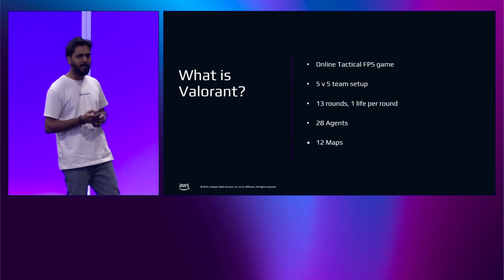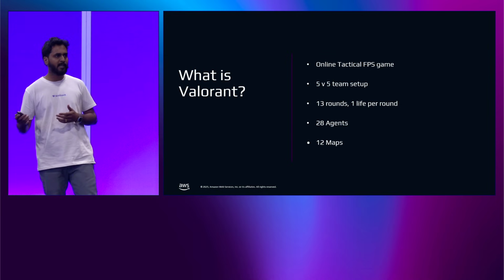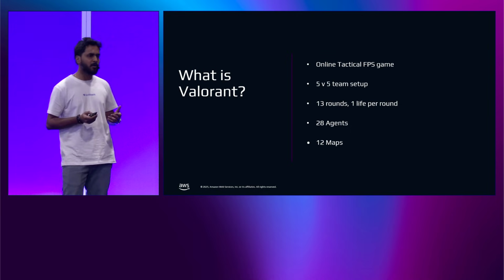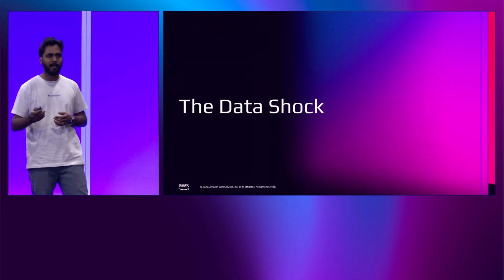And we have about 12 maps. Each map varies in the kind of location, the kind of sneak spots that are there, what kind of tactics you're going to use. So all of it depends on the agent combination and also the kind of map you're playing.